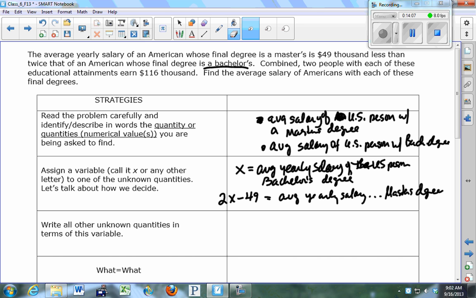Here's another little strategy. Pick some numbers. See what you would do to the numbers, and that's what the algebra does. So let's just pick some easy numbers. So here's $10,000, right? If I was following this, how much would the master's person make? Well, I've got to make it a little bit higher. Let's make this 40,000. So this is how much I would make from having a bachelor's degree, a BA, say. How much would I make if I had a master's? Twice that, right? So my master's degree would be twice that, 80,000. Minus 49.